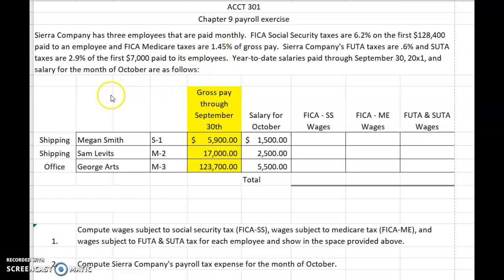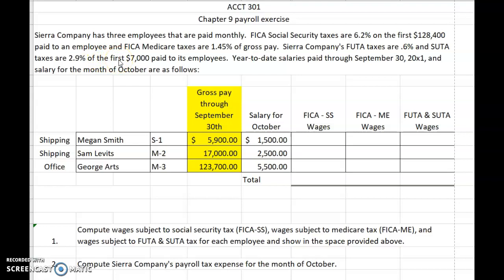In this problem, the FICA Social Security taxes are 6.2% on the first $128,400 paid to its employees during the calendar year. FICA Medicare taxes are 1.45% on all gross wages. FUTA taxes are 0.6% and SUTA taxes are 2.9% of the first $7,000 paid to each employee during the calendar year.